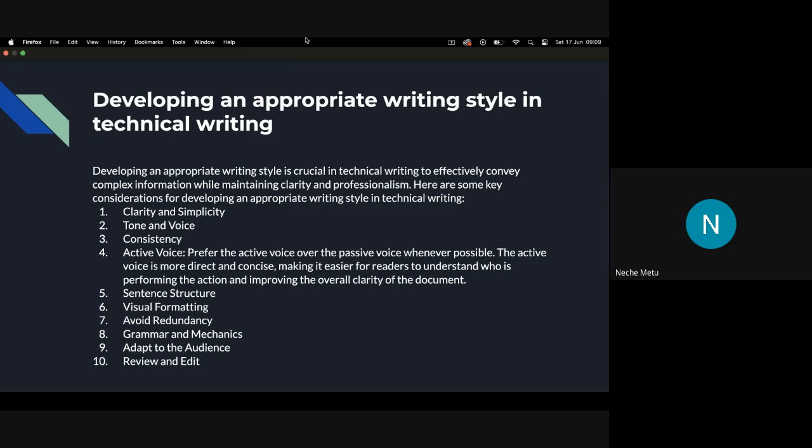Number one, your clarity and simplicity. People should get the point, and it should be very simple. Two, your tone and your voice. I actually explained everything out, but because my slides were getting extremely large, I had to cut it out. So clarity and simplicity has to do with using clear and straightforward language to ensure that your writing is easily understood by your target audience.